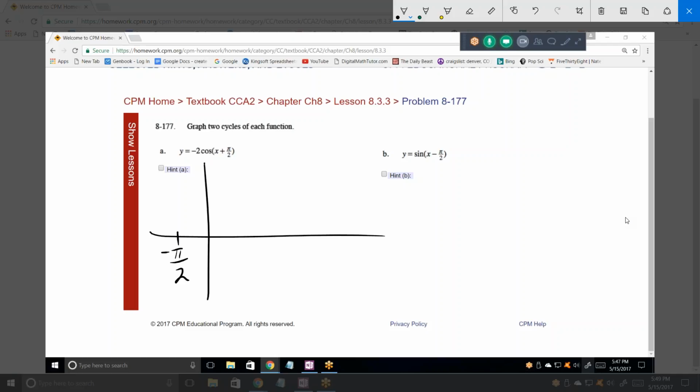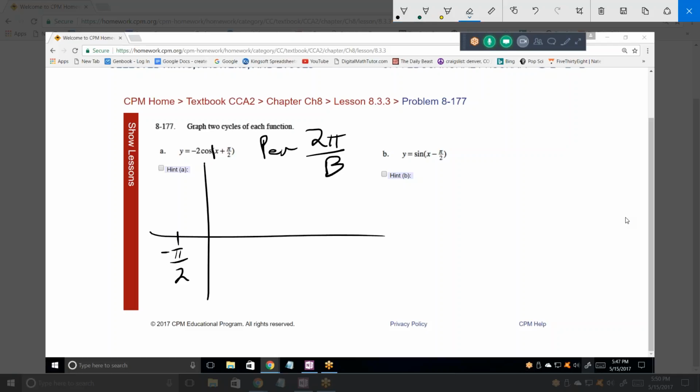There's about 8 ways to do this problem. I'm trying to think of what the best way to show you is. I think, what's the period going to be? Pi? No. Remember, your period is 2 pi divided by b. What's b here? There is none. B is 1. It's a 1 right there. So my period is 2 pi.